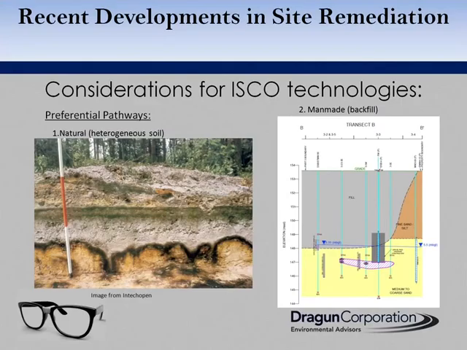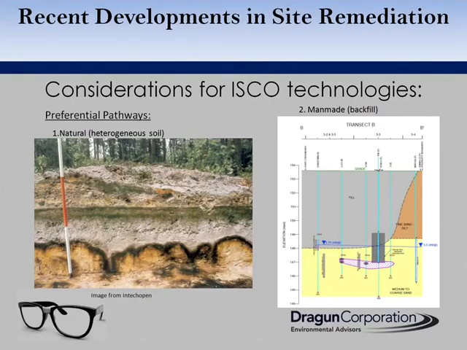So preferential pathways are zones of higher hydraulic conductivity in the subsurface that can lead to losses in injected oxidants. So for example, if a contamination plume is located within a low conductivity soil setting like a silt or a clay, but there's a higher conductivity soil setting adjacent to it like a sand, the oxidants, typically delivered at high pressures, could bleed into the undesired high conductivity zone.